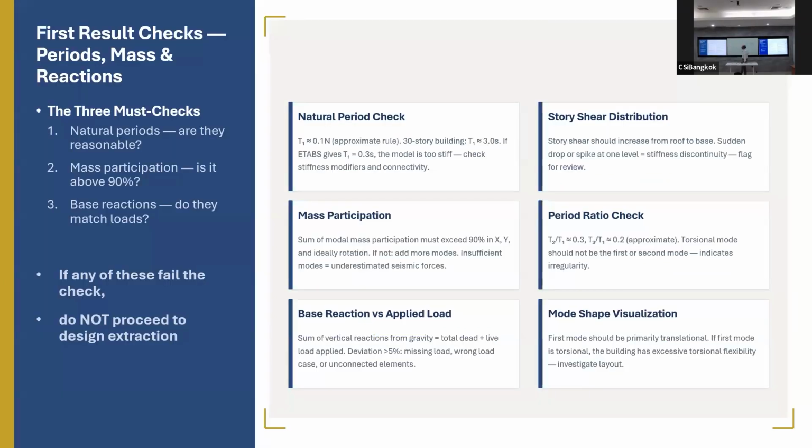So checks, like I said, that you should have in mind are natural period checks, mass participation checks, base reaction check, mode shape visualization, period ratio check, and story shear distribution. These are the common checks that you should have in your mind. So you should have some idea how they look like and what the values should be. Okay. So all of these things are going to be very important.